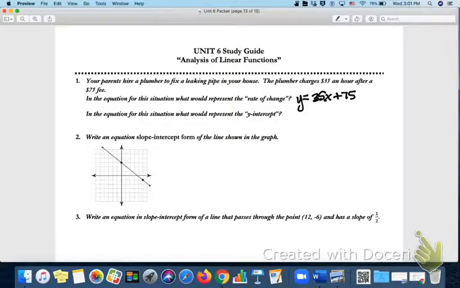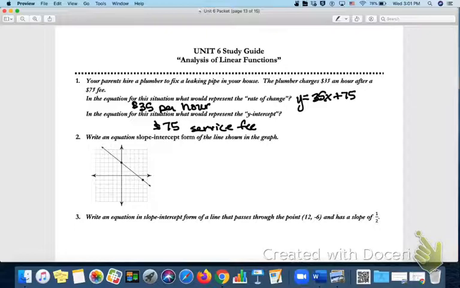In the equation for this situation, what would represent the rate of change? That's the price you pay per hour, or that $35. In the equation for this situation, what represents the y-intercept? That's the one-time fee, the $75 that you have to pay the plumber to just come out. It's called the service fee.